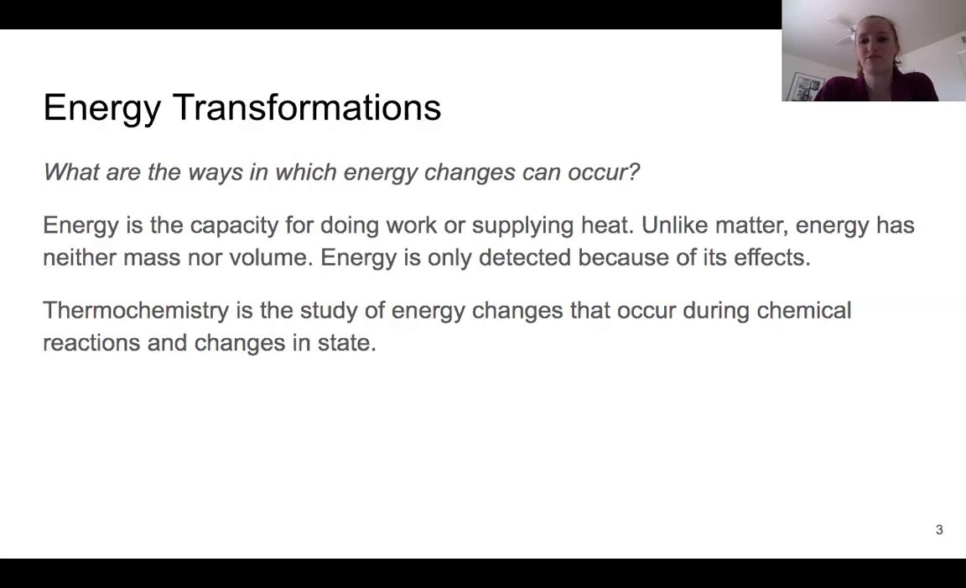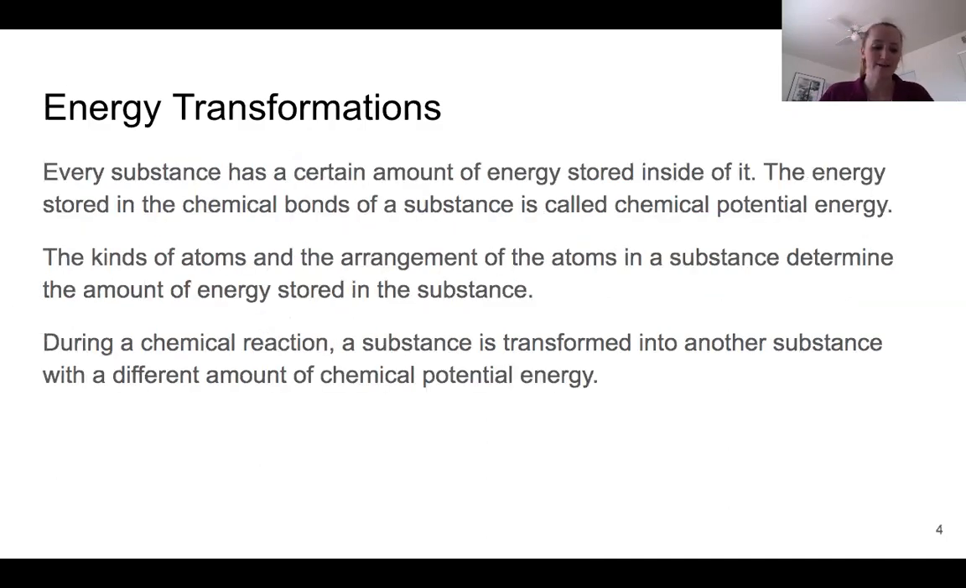Thermochemistry, what it is exactly, is the study of energy and how that changes during a chemical reaction and during changes in state. Of course, when we go from solid to liquid, we're going to have energy changing. And the same with any chemical reaction, there is either a release or an absorption of energy, which is what we're going to be going over today.